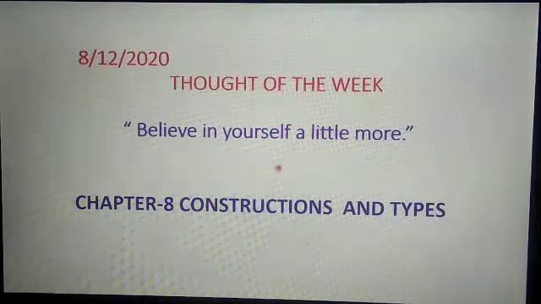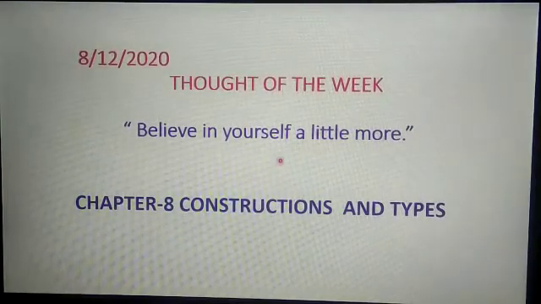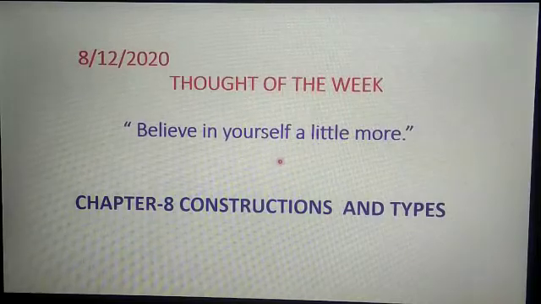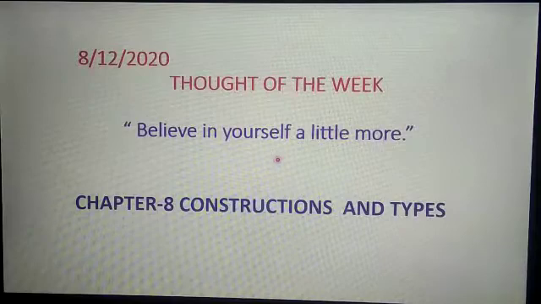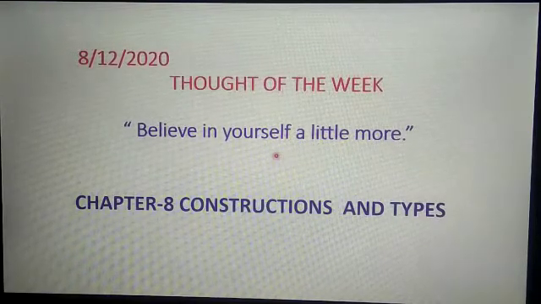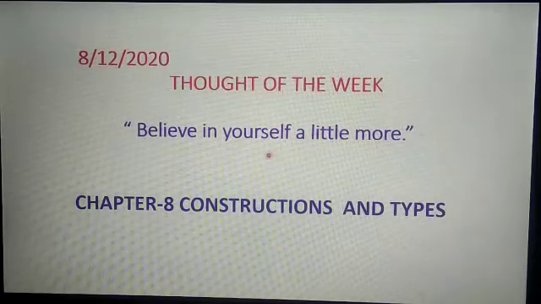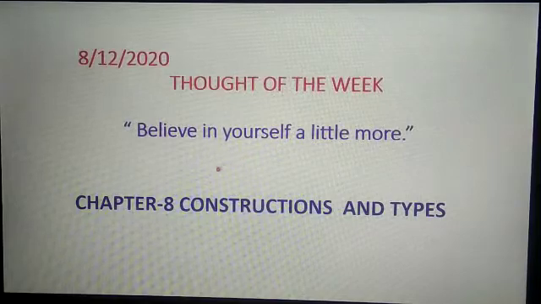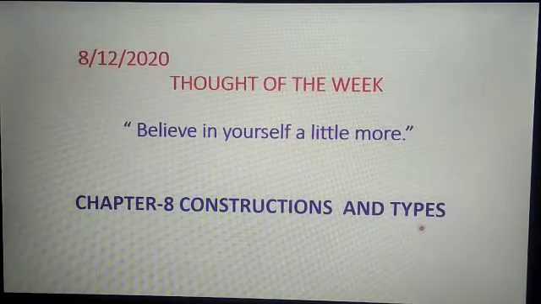Children, chapter 7, in the previous part we have studied... I have sent the class test of chapter 7 and some miscellaneous exercise problems. Today I will send you the solution set of the class test of chapter 7. And now we will start chapter 8, constructions and types of constructions.